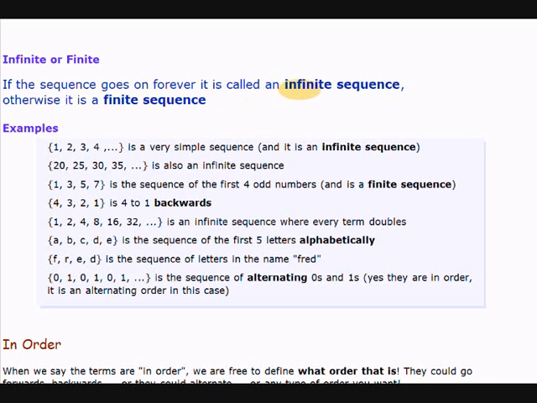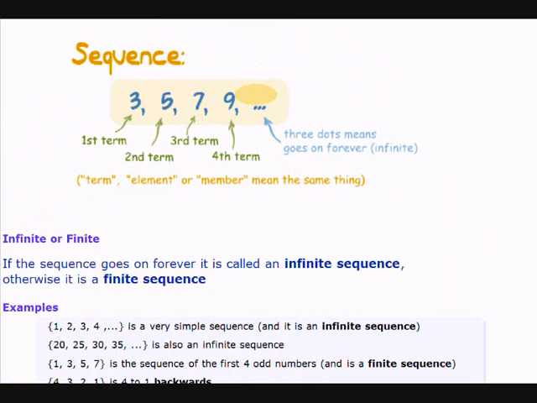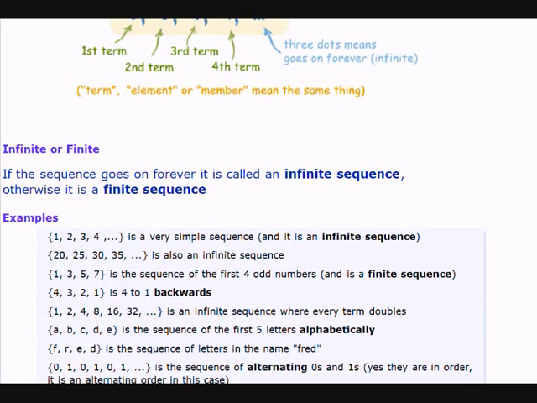Dot, dot, dot, it goes on. Or if it just ends, 3, 5, 7, that's it. That's a finite sequence. Let us see some examples.